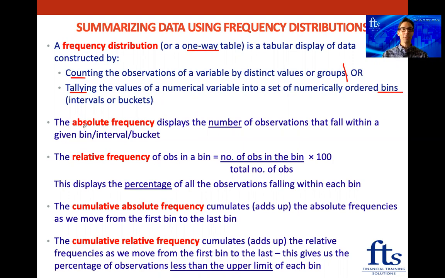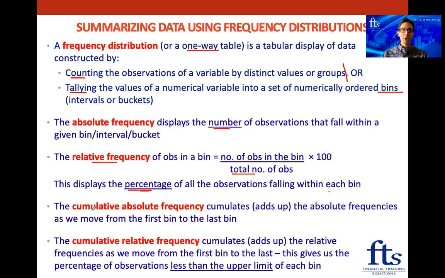We'll go through these definitions quickly, but they will become a lot more clear when we do our example on the next slide. But let's go through them first. The absolute frequency shows us the number of observations that fall within each bin. For the relative frequency of observations in a bin, we take the number of observations in the bin and divide by the total number of observations. That's going to give us the percentage of all the observations that are in each bin.